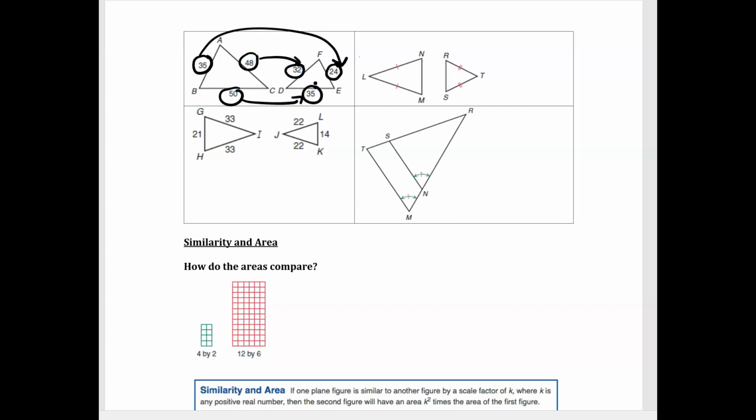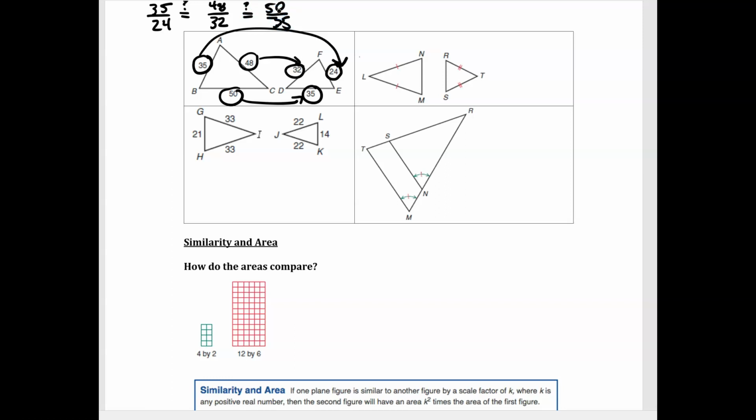So at this point, I'm going to make some fractions. Actually, let me come up here so I have more room. So I'm going to say 35 is to 24. Is that the same as 48 over 32? Is that the same as 50 over 35?